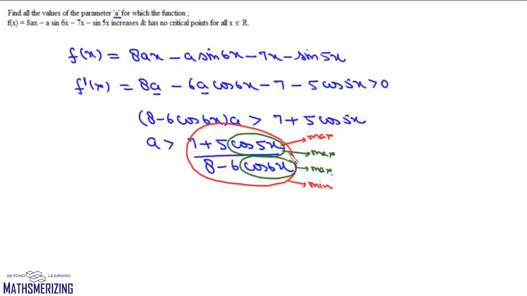So we'll get maximum value of this function when cos 5x and cos 6x are maximum. Now we know that maximum value of any cos x is 1, and luckily both these cosine functions can take the value 1 when x is 0. So maximum value of this function will be 7 plus 5 upon 8 minus 6, which is 12 by 2, 6. So from here we'll get this condition that value of a must be greater than 6.